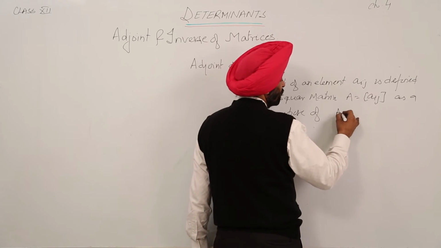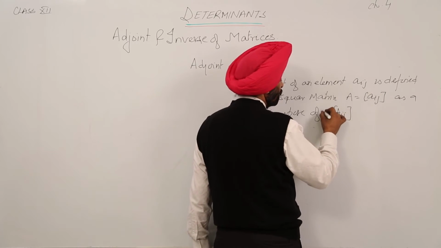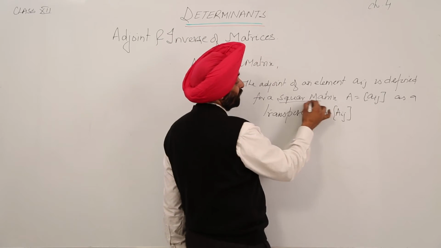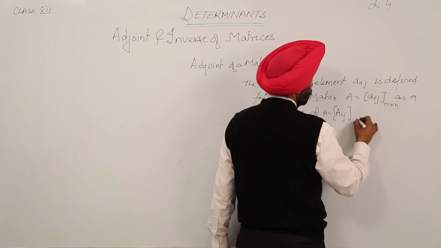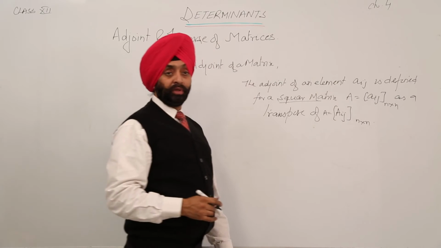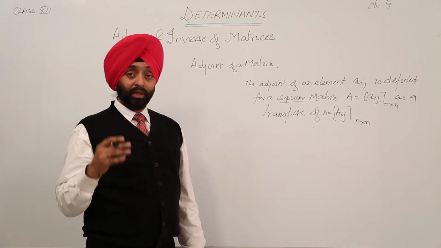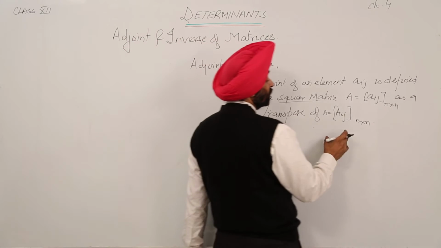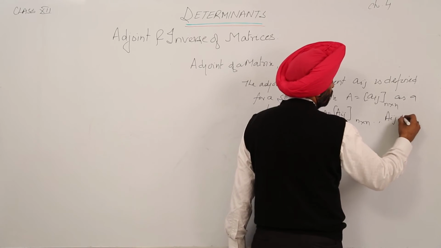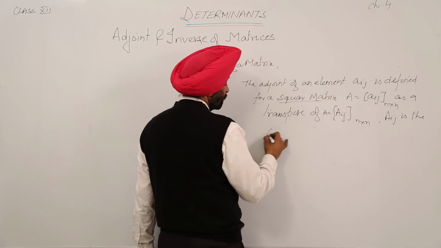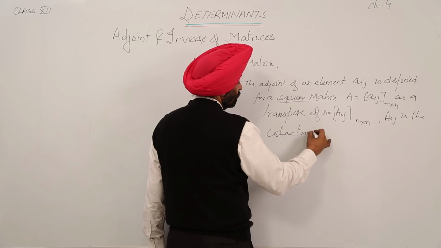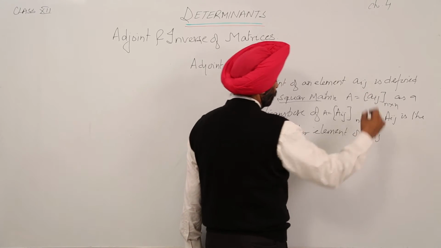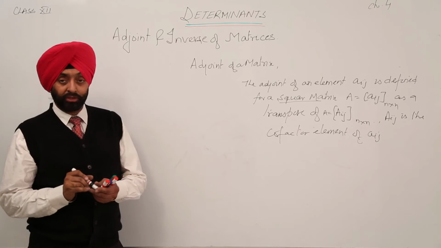Now we can write A is equal to [Aij], and since I have written a square matrix, naturally the order will be n by n. The order will be the same. Here Aij is the cofactor element of aij. Now what is Aij? Aij is the cofactor element of aij, capital A, we have done it, it is denoted by Aij.